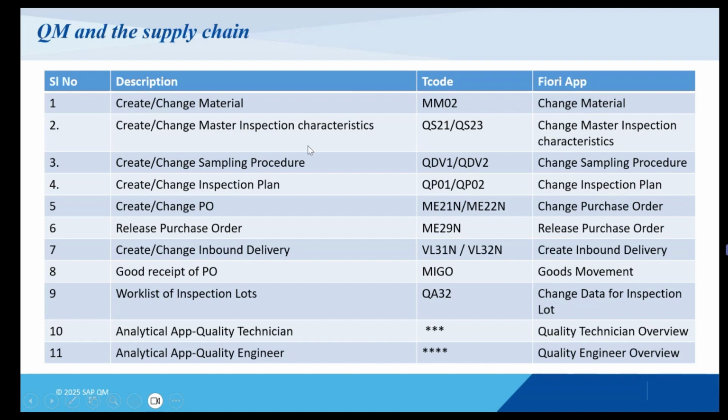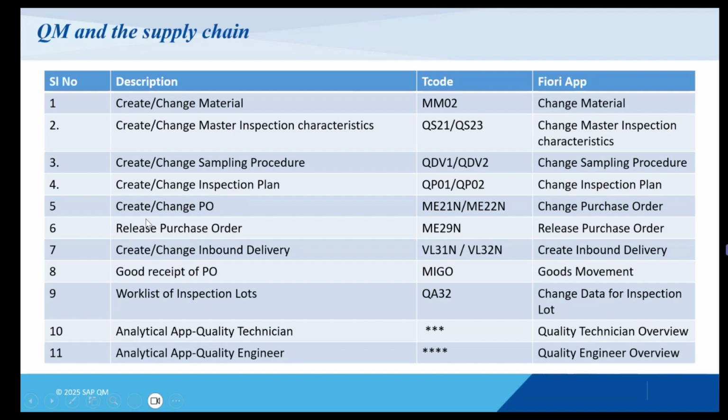These are the basic transaction codes and Fiori apps we'll be using for the end-to-end process, like material master. We're going to set up the master inspection characteristics and the sampling procedure, then create and change the inspection plan. We'll create one while making the demo.